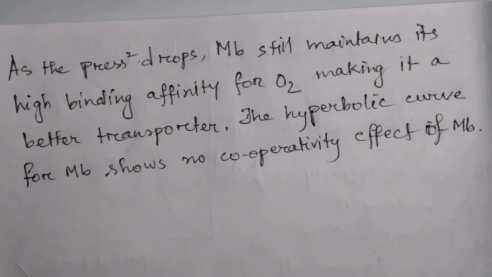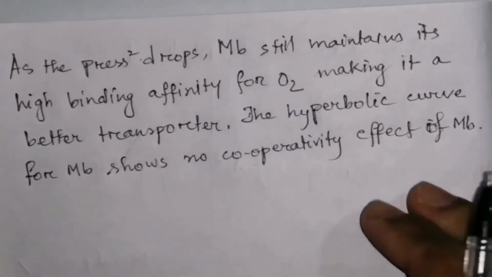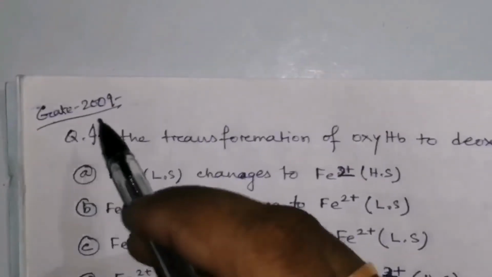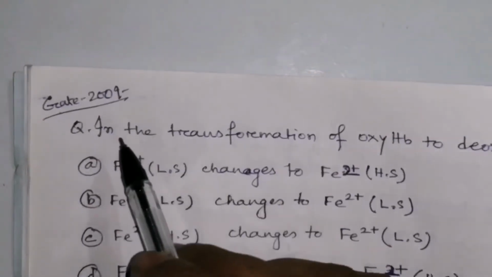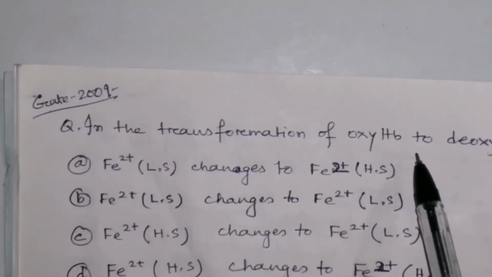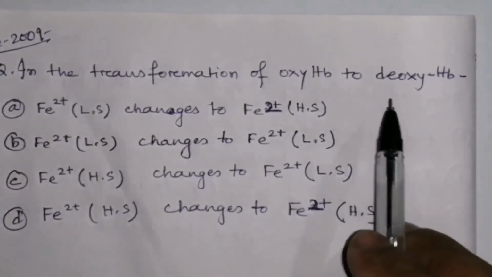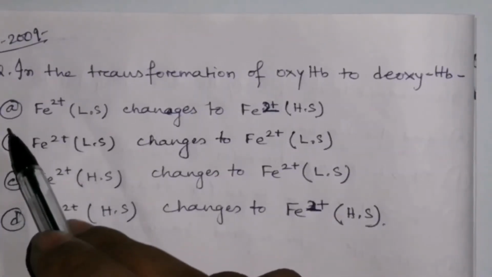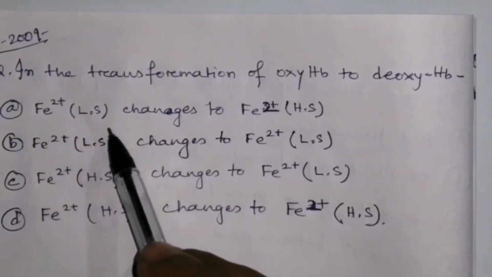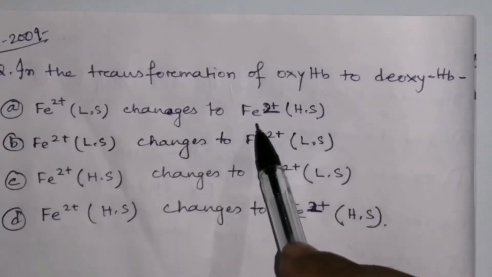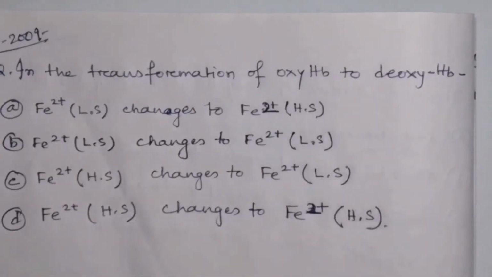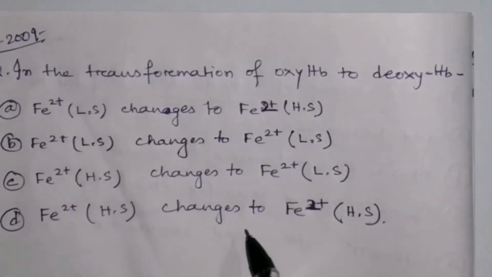Now we will look at some previous year's questions. So this is the first question which came in GATE 2009 examination. It says that in the transformation of oxyhemoglobin to deoxyhemoglobin, and these are the options: iron in +2 low spin state changes to iron plus 2 high spin state, and these are all the options.